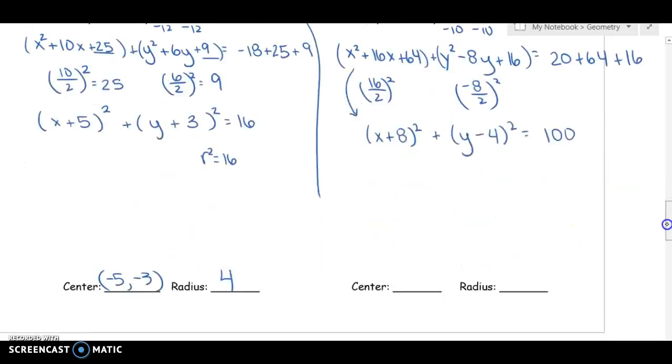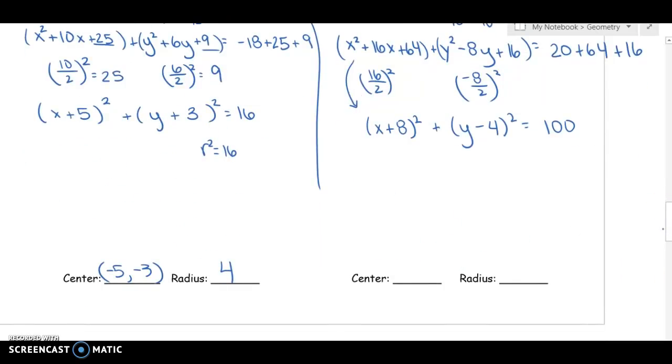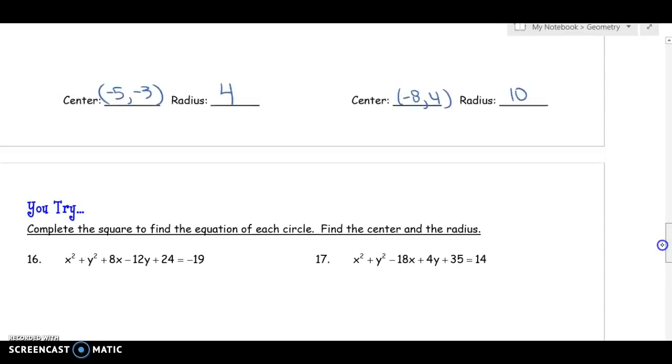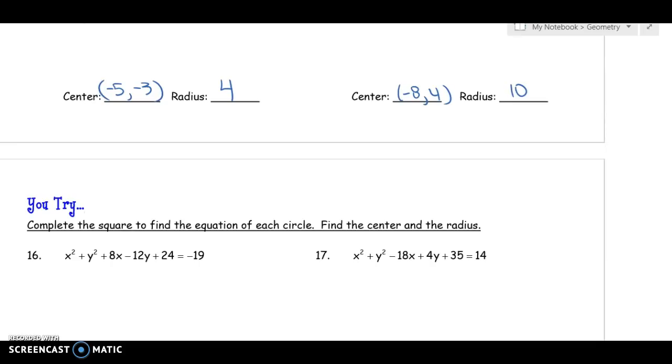All right, and now it's in the form of a circle. You can see the center is going to be negative 8, 4. You do the opposite. And the r squared is 100. Square root it. You're going to get a radius of 10. All right, what I'd like you to do is to try these problems on the next page. So pause the video and give those a try.